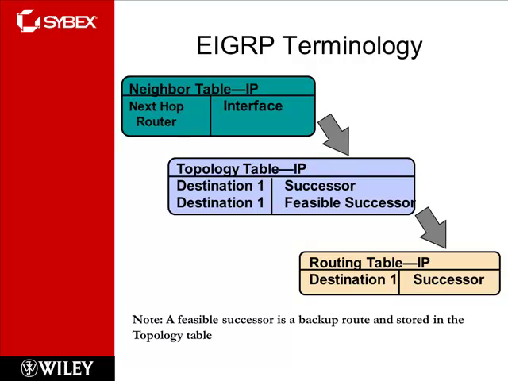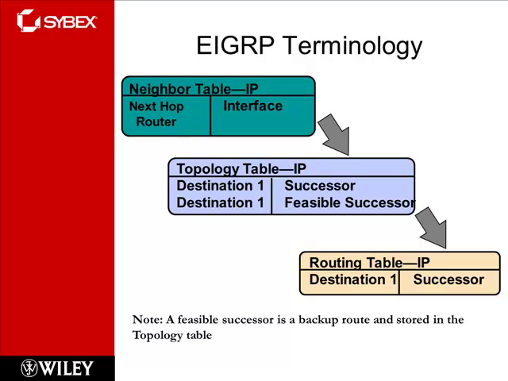The terminology: we've got 3 tables, the neighbor table, the topology table, and the routing table. The neighbor table is the hellos. When an EIGRP router comes up, it just sends hello messages out to the multicast address to see if there are any other EIGRP routers around. Anybody else speak EIGRP? If there are, then they'll answer.